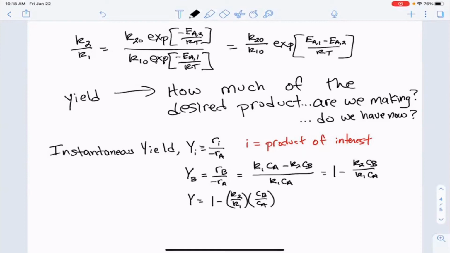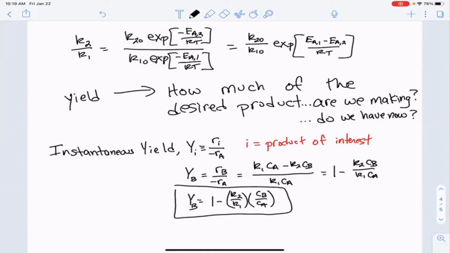And I write them that way because you can control these differently. If you wanted the yield to go up, you always could add more A, for example. Or if you wanted to change the rate constants, you could manipulate the temperature, just like we talked about a minute ago. Okay, so the instantaneous yield of B for this specific reaction is 1 minus K2 over K1 times CB over CA. Now that just tells you what's going on right at this moment.